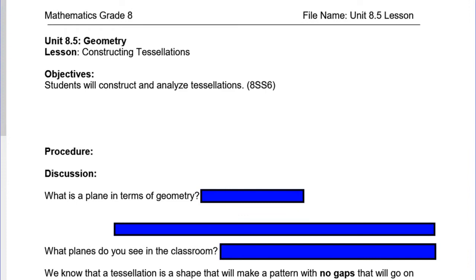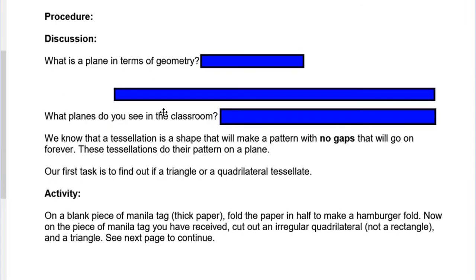So in this lesson, we're going to teach you how to construct and analyze a tessellation. Now, a tessellation, we have to start at the very, very beginning. So here we go. We're talking about a plane first, because we draw our tessellations on a plane. So what is a plane? Well, in terms of geometry, it's basically a large flat surface.